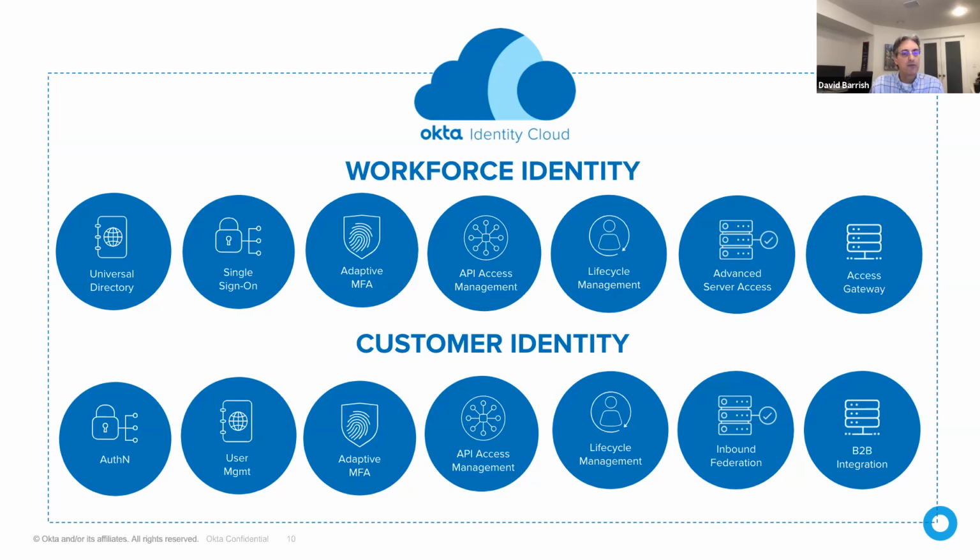Where is the user coming from? What type of device are they coming in from? Do you want to require multi-factor authentication all the time or only under certain circumstances? Full user lifecycle management, advanced server access, or protecting that command line, so protecting access to your servers, and the access gateway, which is essentially an Okta proxy that you can protect your legacy web applications that are sitting behind your firewall. And again, they'll probably never be federation enabled.